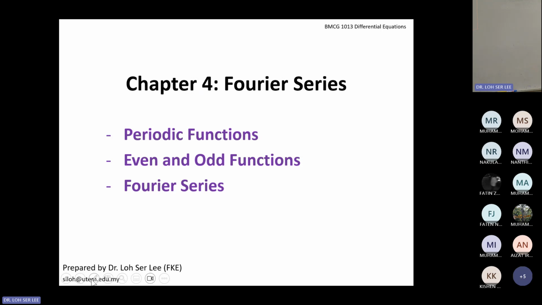Now we look at a new chapter, Fourier series. There will be one question for the final exam which comes from this Fourier series chapter. Before you form the Fourier series, you have to know what a periodic function is and how to identify whether the function is even or odd. Then we will move to find the Fourier series.